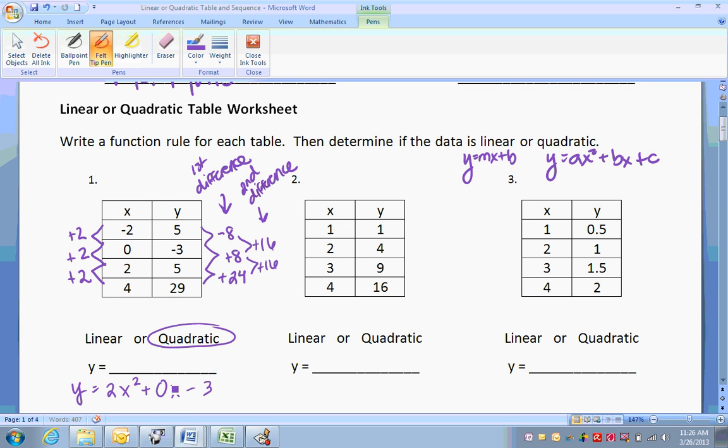Well, 0 times anything, this 0 times x is 0, so we can make it disappear. So all that we're left with is 2x squared minus 3 for our equation. Okay? So now let's go on to number 5.